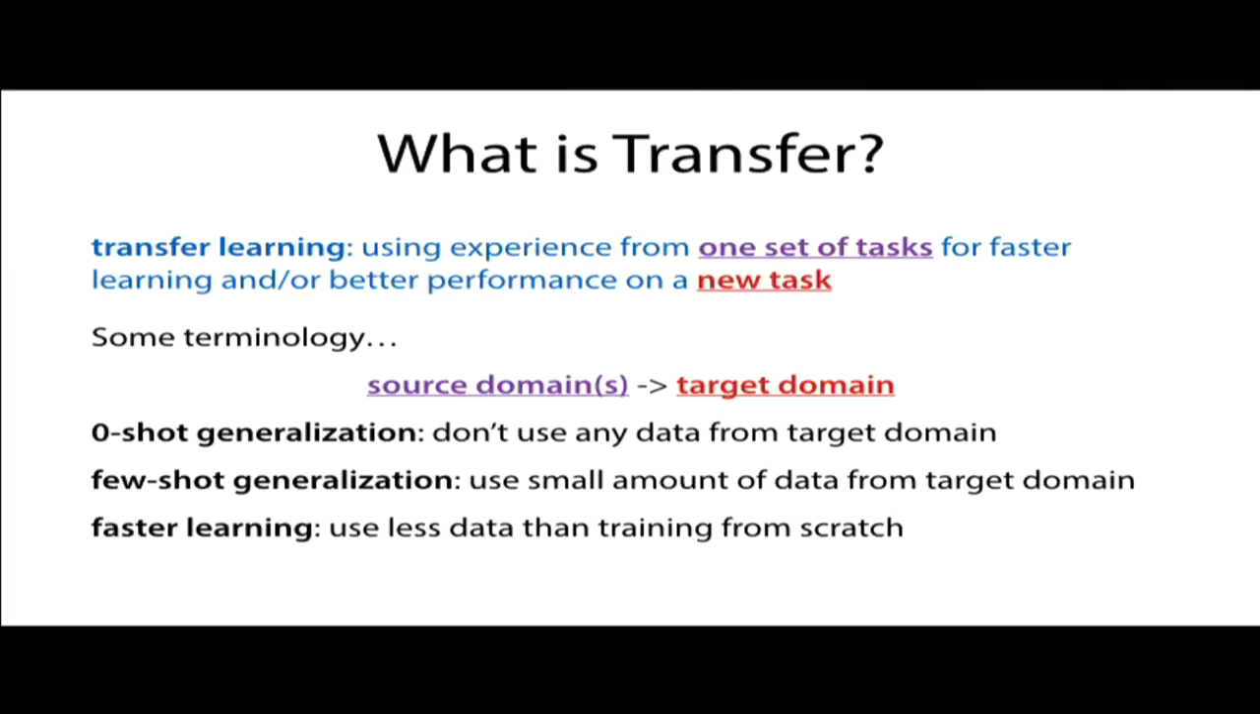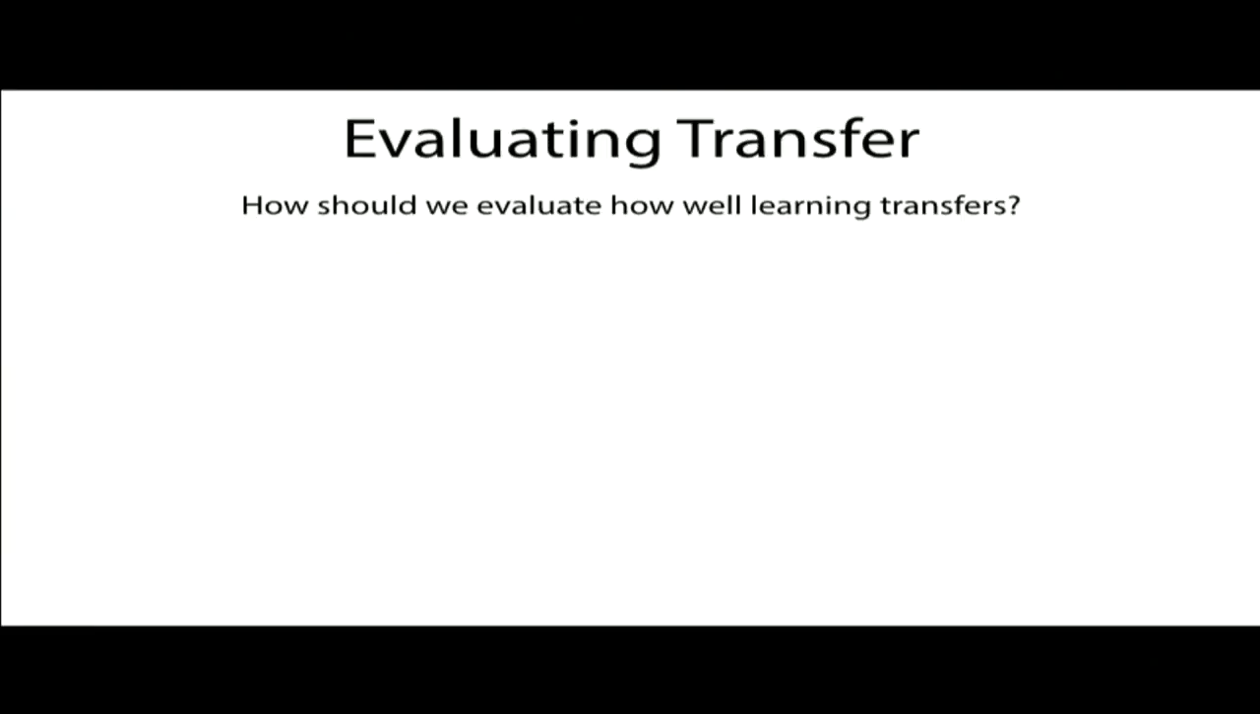OK. So now that we've defined transfer, how do we actually evaluate transfer learning? How should we evaluate how well learning transfers from one domain to another? The first thing to note here is if we want to do this on real robots, this is largely ad hoc up until this point. Usually, if you're dealing with real robots, the robot that you're dealing with is different from the robots that other people are working with. And so reproducibility is a big challenge.